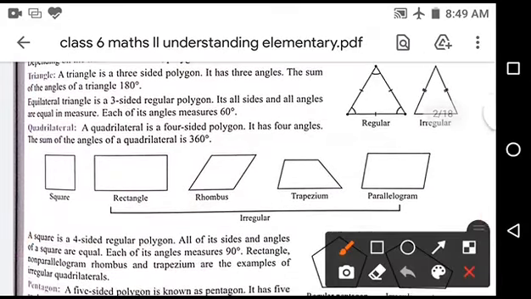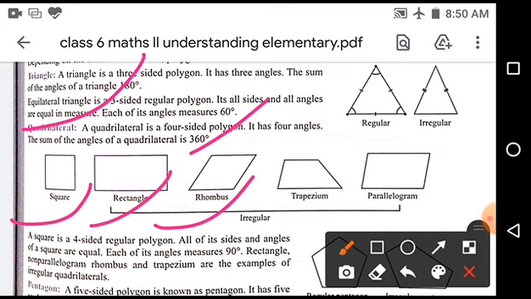Now students, we will discuss quadrilateral. A quadrilateral is a four-sided polygon. It has four angles. The sum of the angles of a quadrilateral is 360. This is important, and you have to know the total sum of the angles in a quadrilateral is 360. Clear? Some examples of quadrilaterals are: first is square, second rectangle, third one is rhombus, next one trapezium, and last is parallelogram. And from rectangle to parallelogram, they are all irregular polygons.